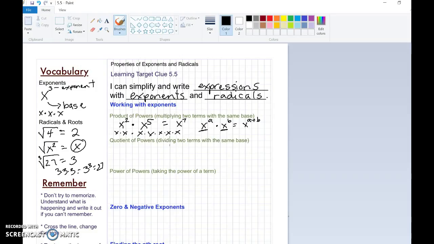All right? Now, quotient of powers is when we divide two terms with the same base. So let's think about this one. What if we have x to the 9th divided by x to the 3rd? All right, x to the 9th divided by x to the 3rd.